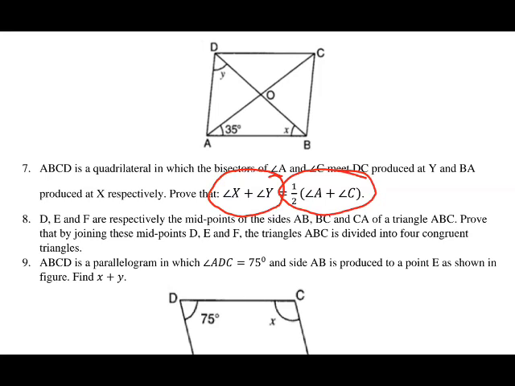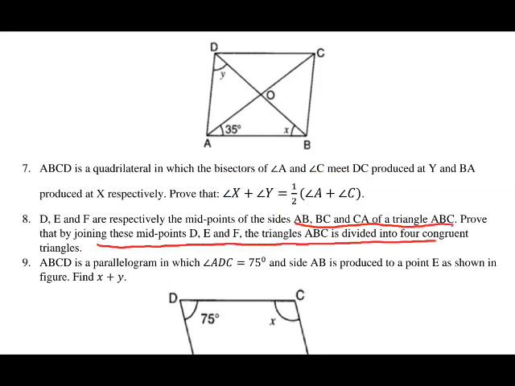D, E, F are respectively the midpoints of the sides AB, BC, CA of triangle ABC. Prove that by joining these midpoints D, E, F, the triangle ABC is divided into 4 congruent triangles. This is a question that is in your textbook. We have solved it together. Can you solve this for me now? Just tell me, how did we solve this together? Do you remember how we solved this?